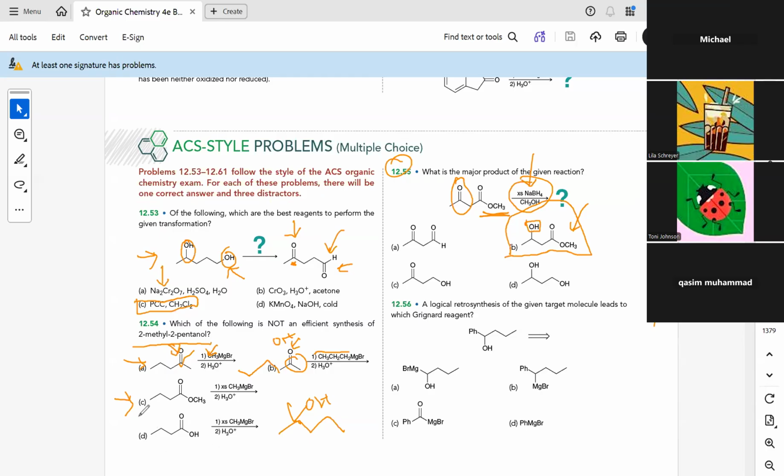So D is a carboxylic acid, and depending on what substrate you have, a Grignard reagent would not react to form an alcohol. So for this question here, answer choice D would not provide an efficient synthesis, so would not create the product that we desire here.